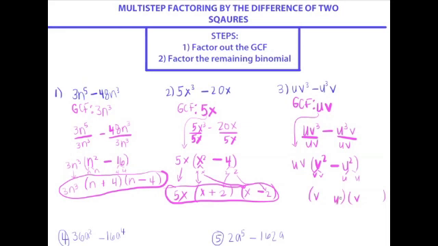A u goes in the first parenthesis, and a u goes in the second. Make sure each parenthesis has opposite signs. Rewrite our GCF. And there's our final answer for this guy. Okay, so pretty easy, I hope.